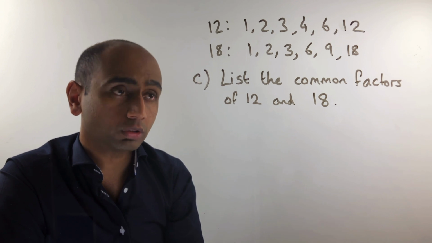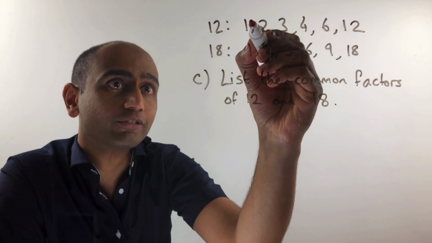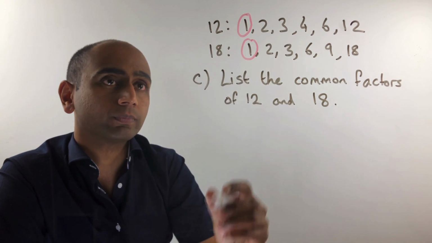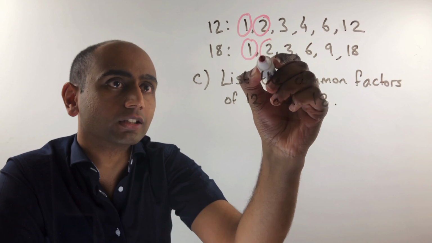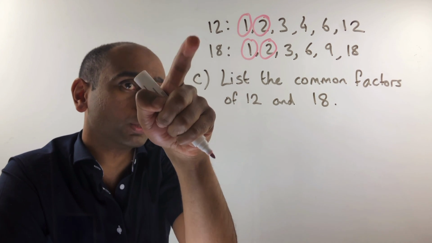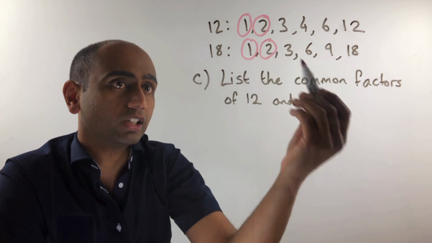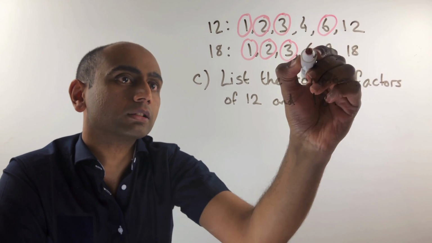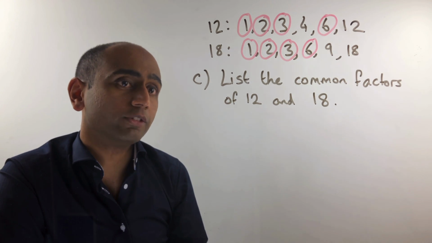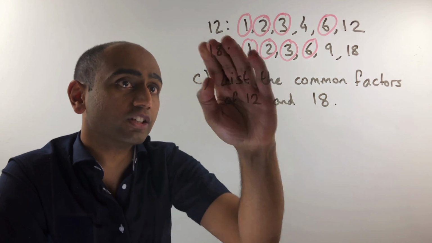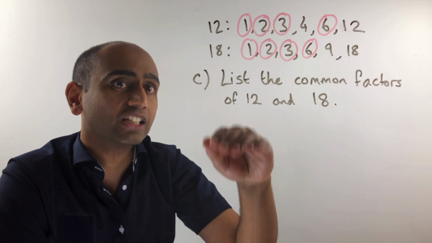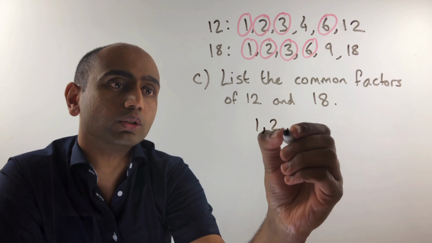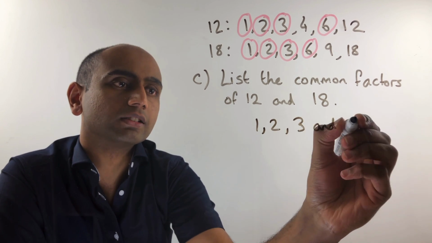So for example, the number 1 is a common factor of both. It goes into both 12 and 18. 2 is also a common factor because it's in both lists. It goes into 12 and it goes into 18. Likewise, we have 3 and 6. Those are the common factors of 12 and 18. They are the numbers that go into 12 and they go into 18. So the answer is 1, 2, 3 and 6.